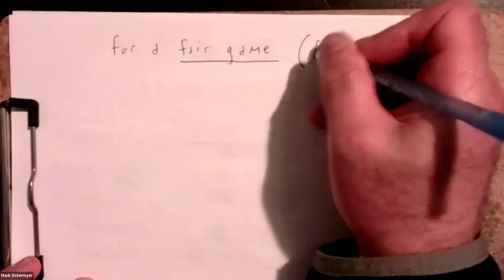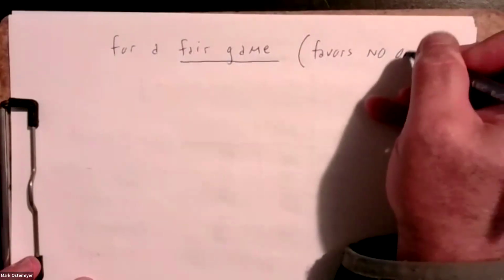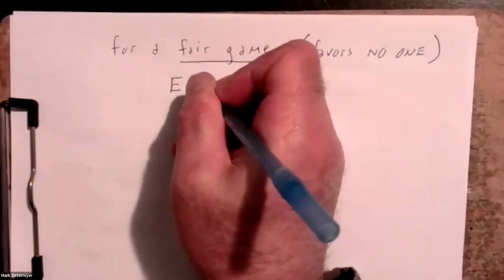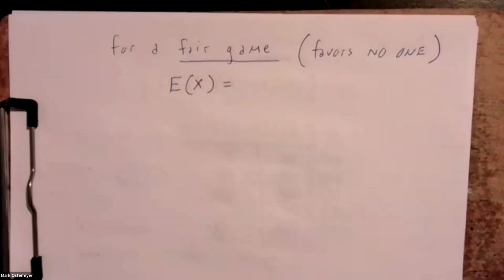A game that is fair favors no one. Doesn't favor the house, and it doesn't favor the player. So the question is this, ladies and gentlemen, what would you surmise or guess the expected value of a random variable defined for a game would have to be if it is to be a fair game? Anybody want to go out on a limb and take a guess? Think about it. If a game does not favor a player, but it does not favor the house either, what would be the expected winnings from a player's perspective, or what would be the expected payouts from the house's perspective if it's a fair game? A game that favors no one, anybody. What do you think the expected value would have to be equal to?